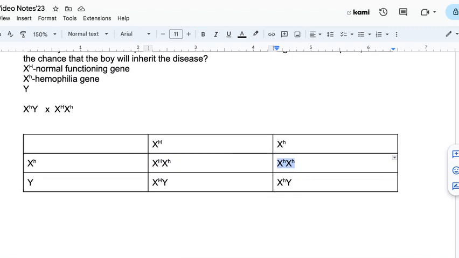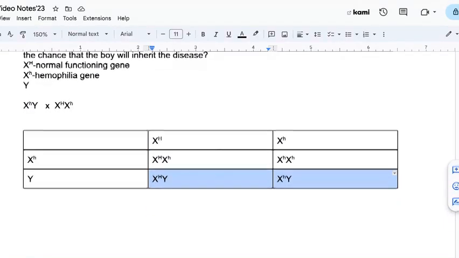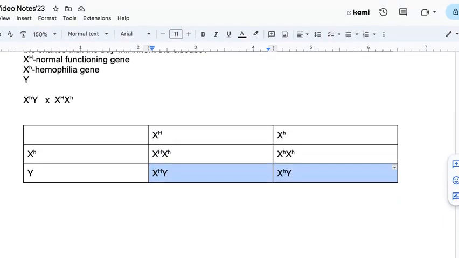Okay. But they were asking about sons. So just looking at the boys here, what are the chances that the boy will inherit the disease? It's a 50% chance if they know they're having a son. If the question asks, what's the chance of them having a daughter with normal vision? Okay. So then it's okay.